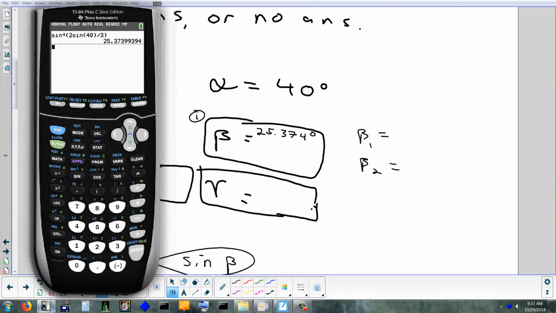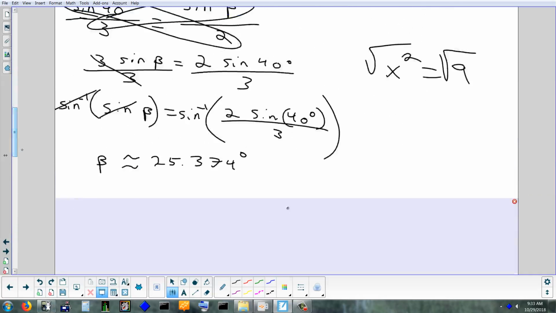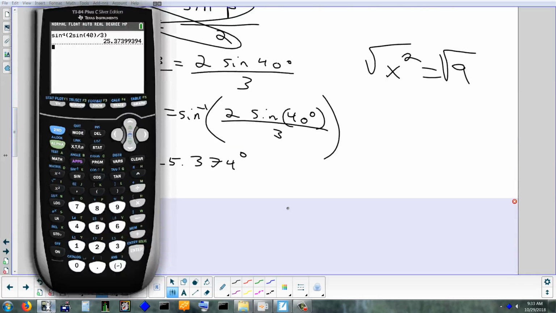All right, so you have to know what to do. There's arithmetic you've got to do with 25.374 to get the second solution. Let me show you two answers, two different angles that have the same sine.